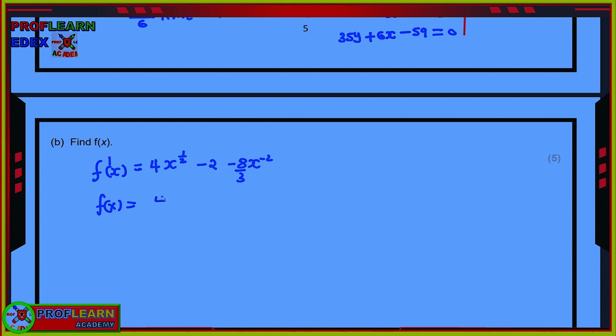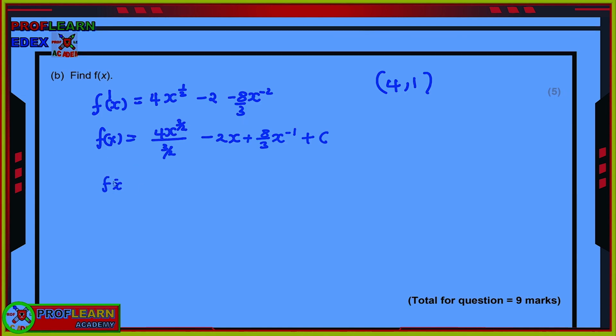Then now this will be 4x raised to power a half plus 1. Then that becomes 3/2. Then we divide by 3/2. Remember how you integrate. You have to divide by the new power. And this becomes -2x. And then this is -8x raised to power -1. Divide by -1. Now that answer becomes positive. So we have our function reducing to 8/3 x raised to power 3/2 minus 2x, then plus 8/3x plus c. But we need to find what c is.